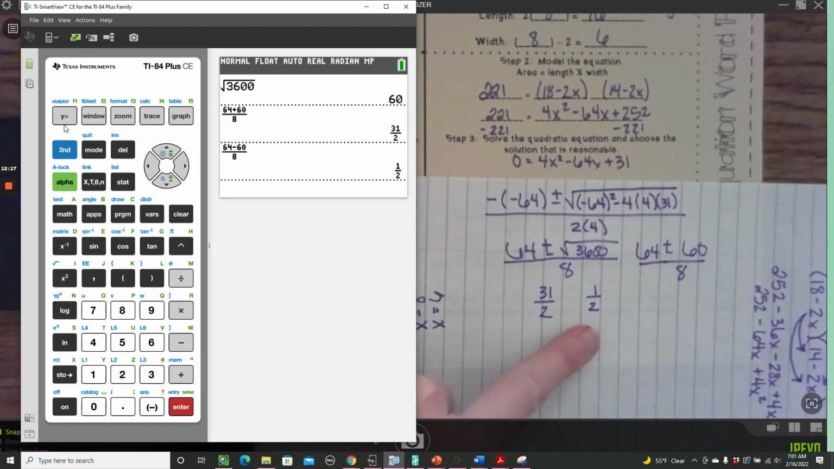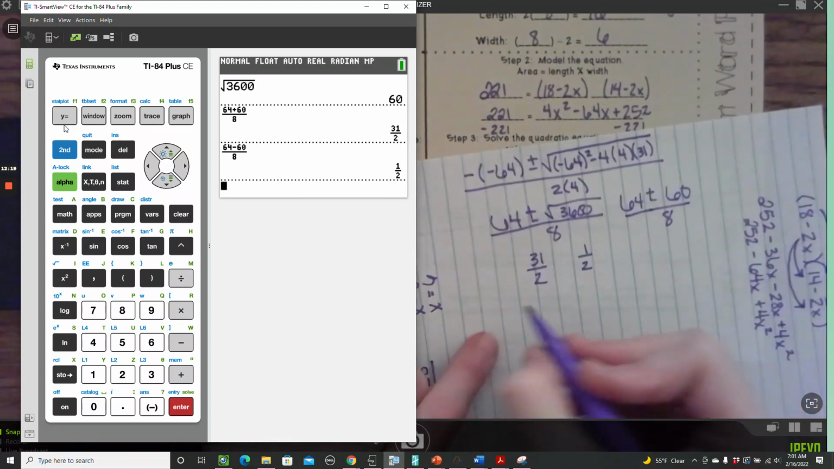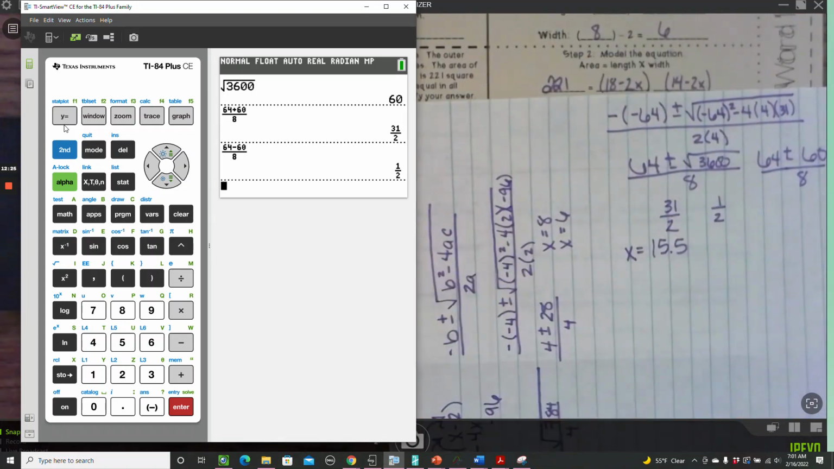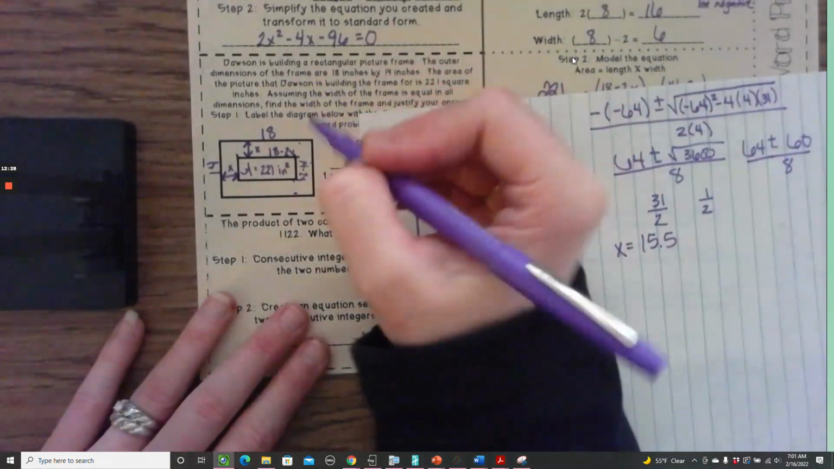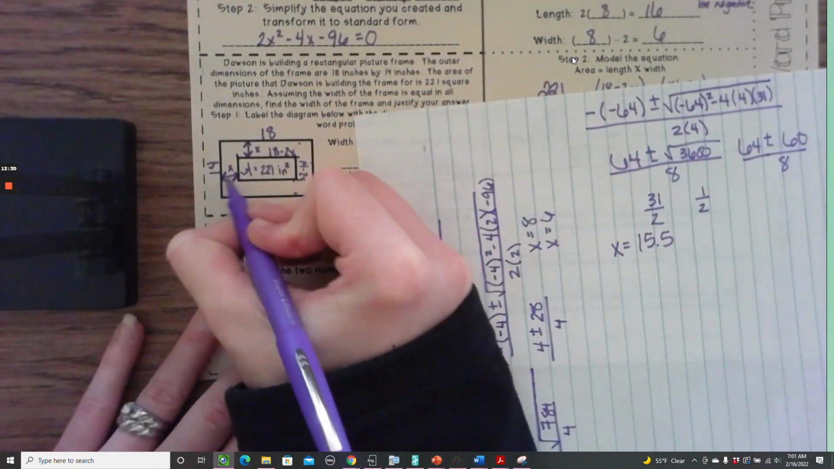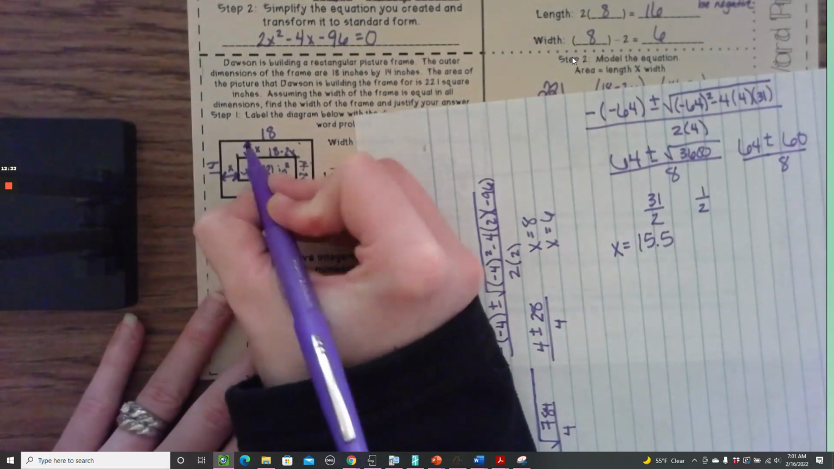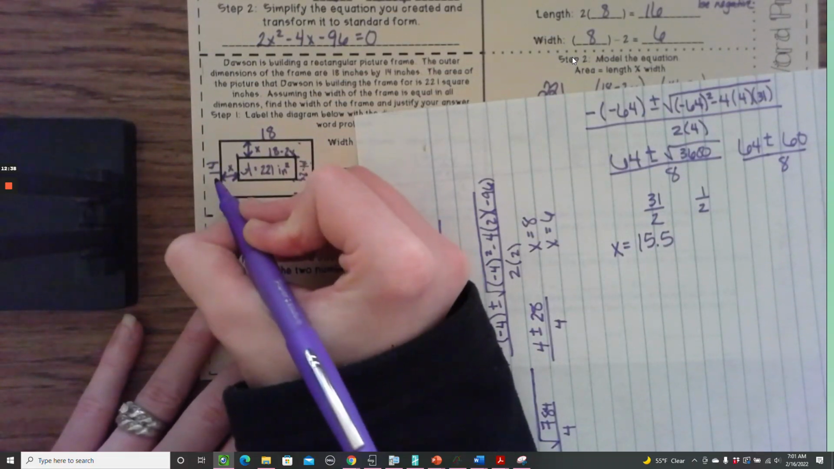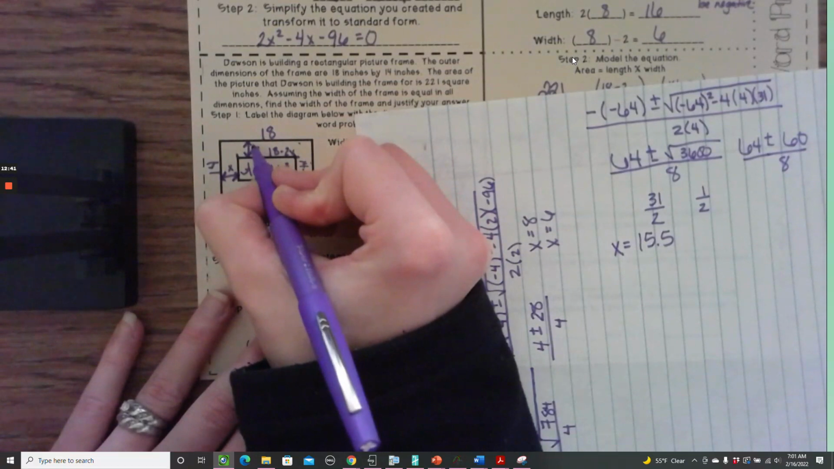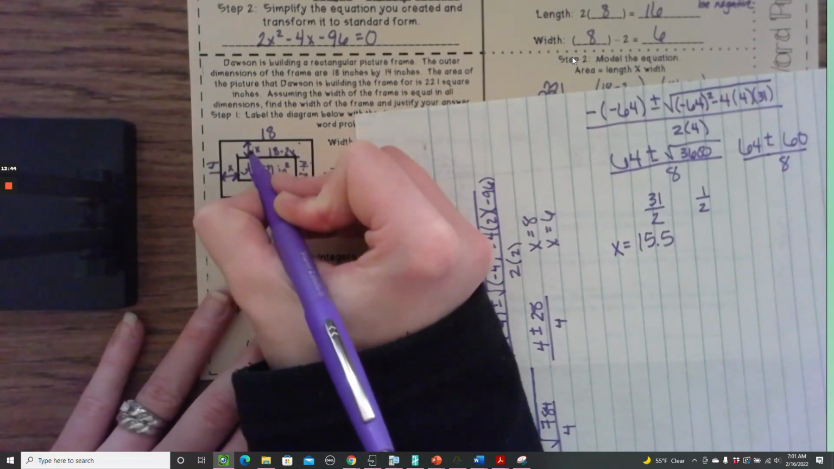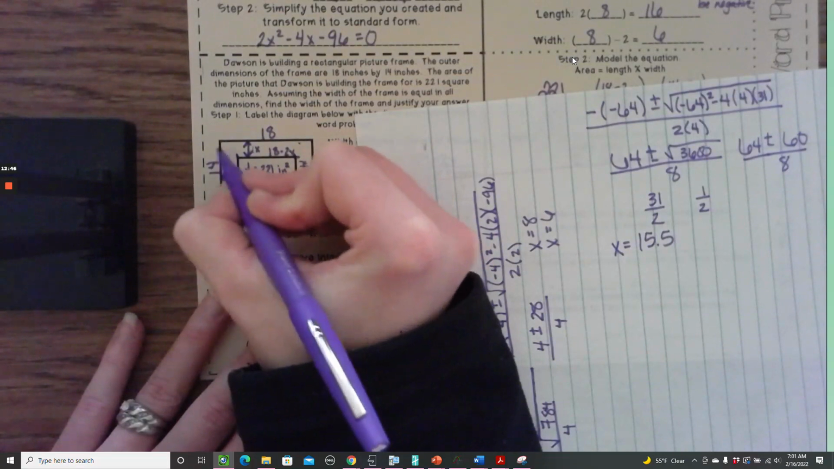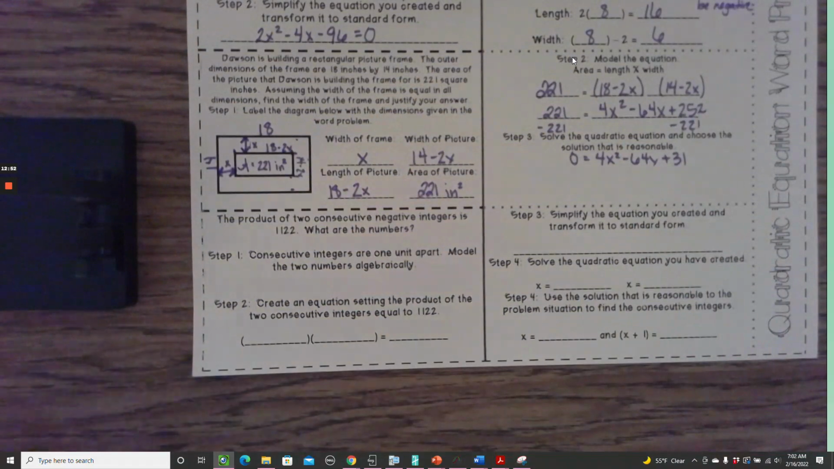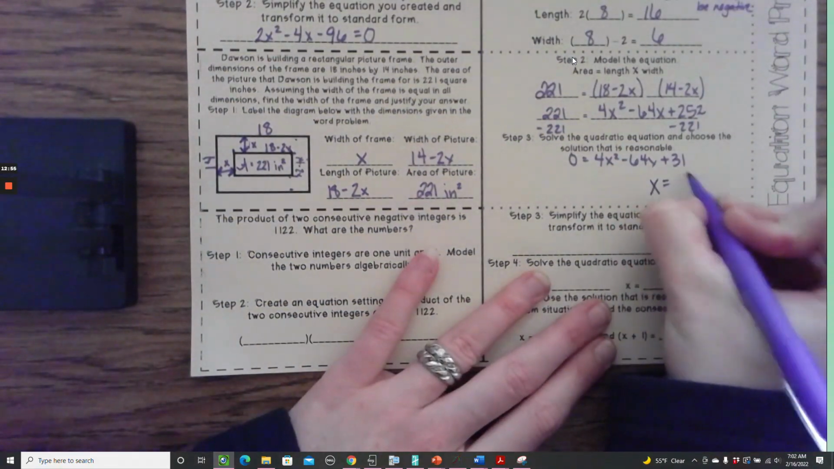The reason why is 15.5, which is what this is. Let's look at it in terms of that. If x equals 15.5, let's look at our picture. That means that the distance from here to here is 15.5 inches, or the distance from here to here is 15.5 inches. That's bigger than the total width of this frame. There's no way that this could be 15.5 inches if my total is only 14. So my x value, the only one that works, is x equals 1/2.